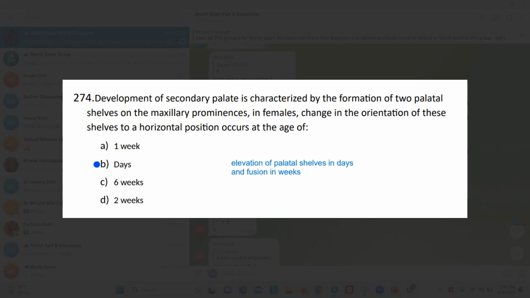Okay, sir. Development of the skeletal shaft elevation in females, changes in the orientation of the palatal shelf to horizontal occurs at the 8 weeks, I think. Yes, 9 weeks, I think at 8 weeks the change. Yes, the position change occurs within minutes. It's not days, because the options you mentioned are 1 week, 6 days, 6 weeks, 2 weeks. I think it's in 8 weeks. Yes, it occurs in minutes, so the options are not here.